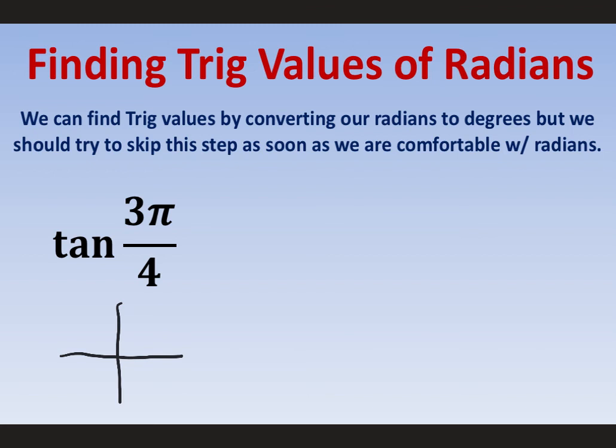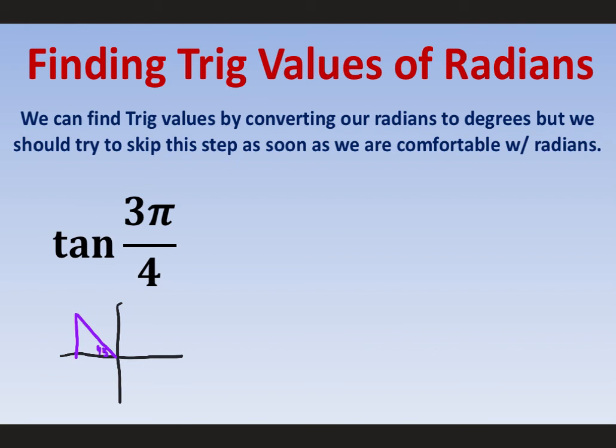Over 4, I know that's a 45-degree reference angle, right? Over 3 was 60, over 6 was 30, over 4 is 45, and 3/4 is a little less than 4/4. So 4/4 would have been half a circle, so 3/4 is the quadrant before half of a circle. So I know this is a 45-degree reference angle here.